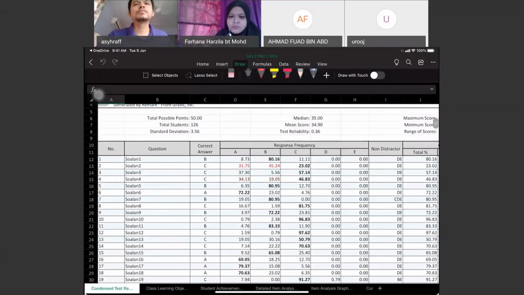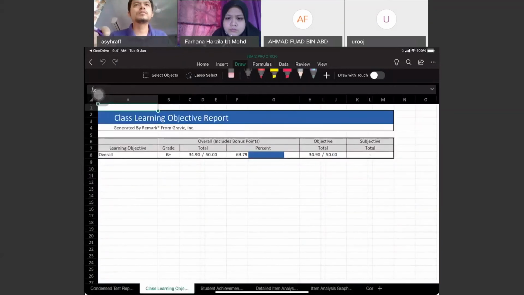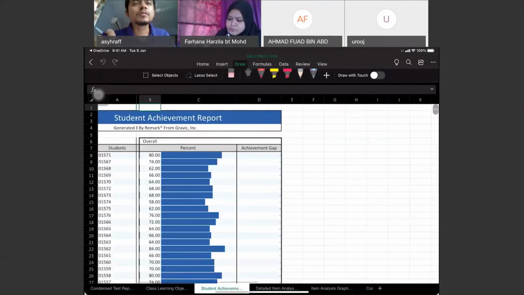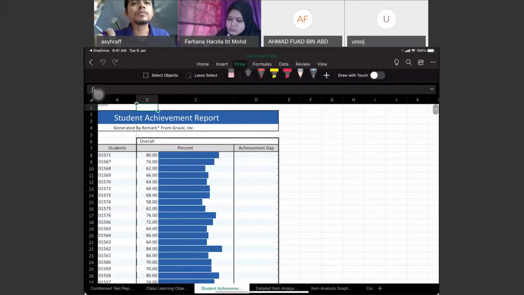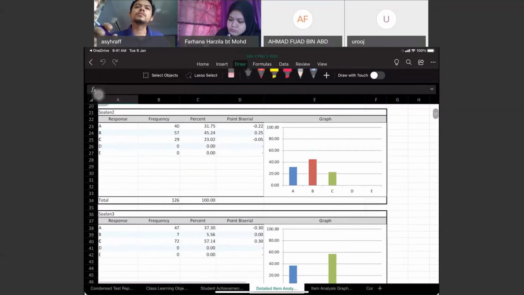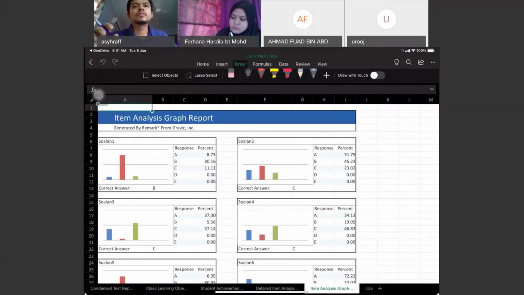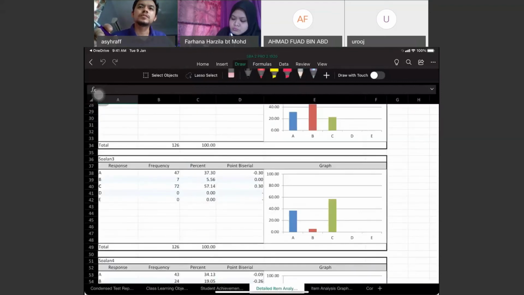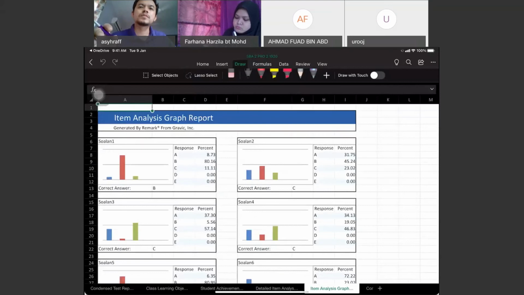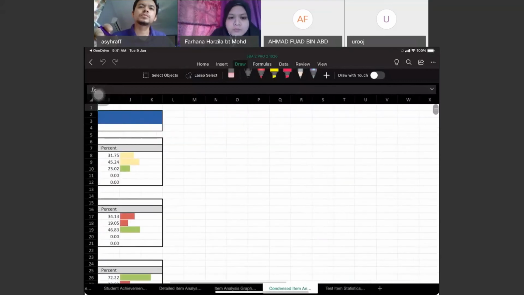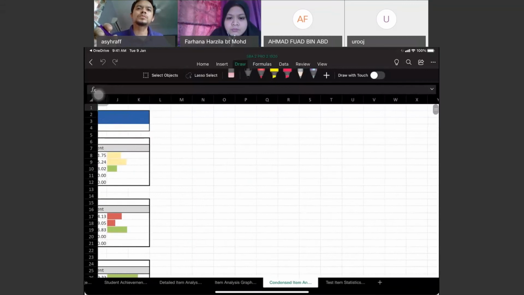This is an example of a printout. Item analysis printout by question. Usually they will give you so many options, right? The report by student. These are students and the percentage, the detail graphs or whatever. Okay, item analysis. But what we're interested in is this one.